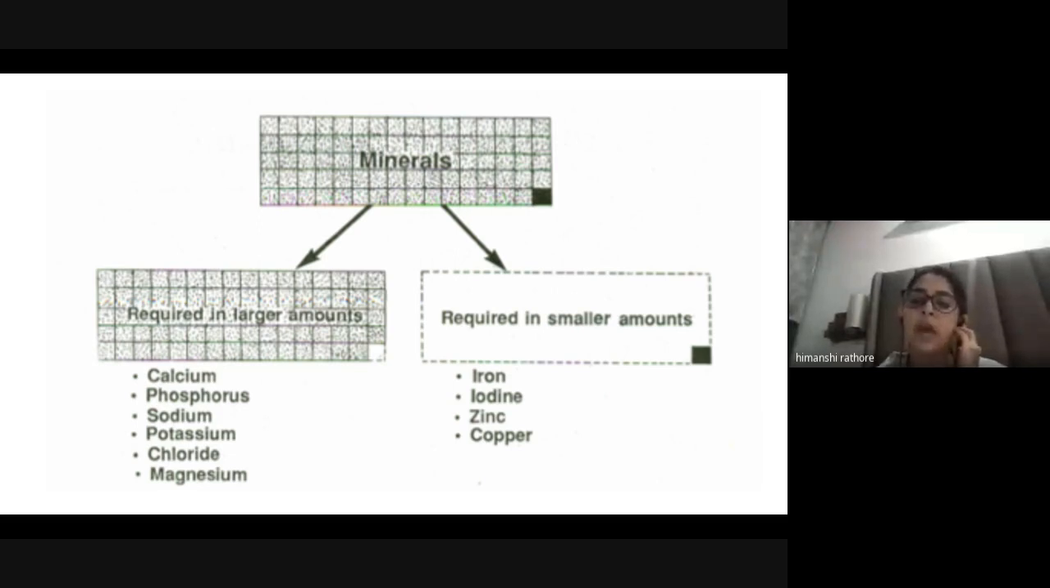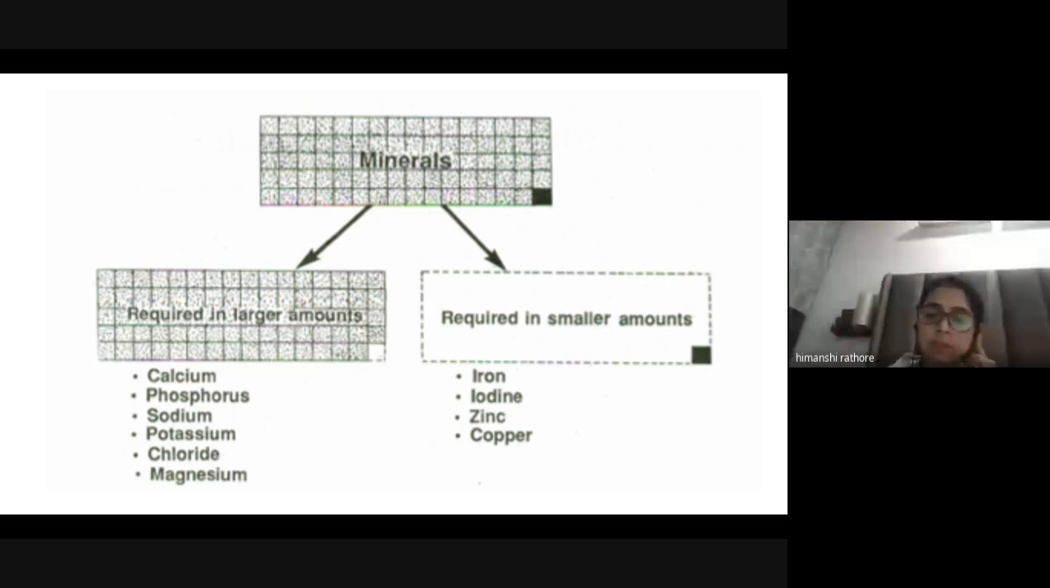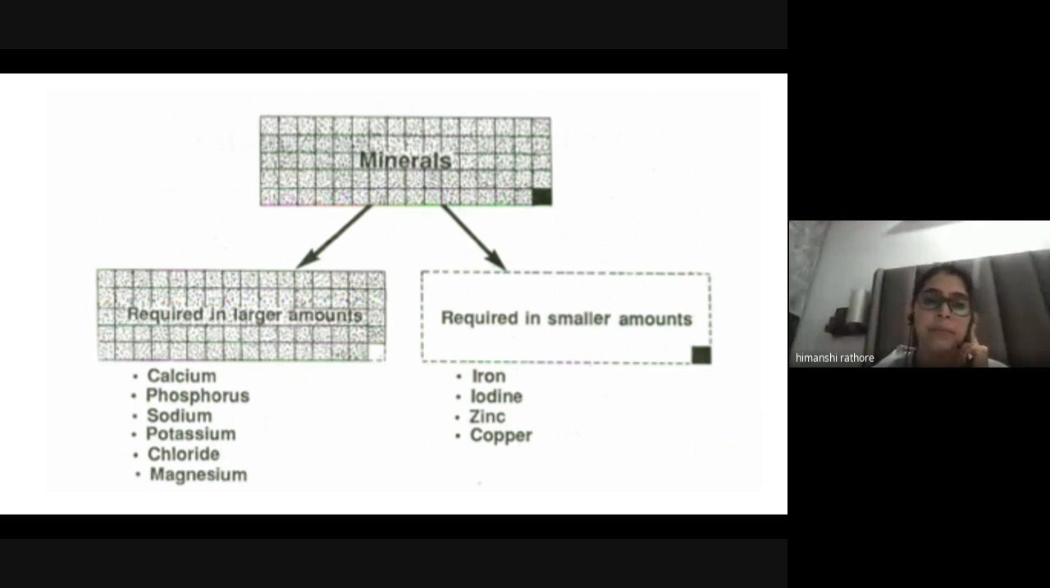They are iron, iodine, zinc, and copper. So these four are required in very small amount, nanograms or micrograms. You can note it down, and this is given in your study material also. You can read what macronutrients and micronutrients are. I guess I have also cleared this thing.